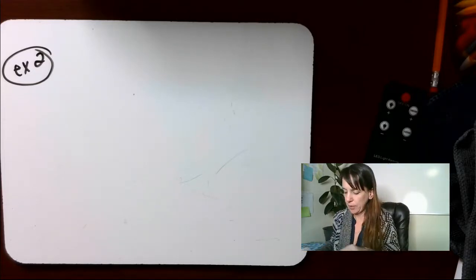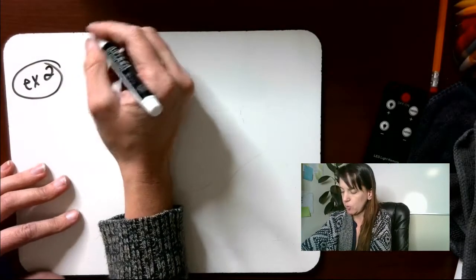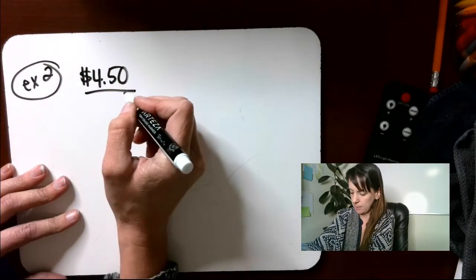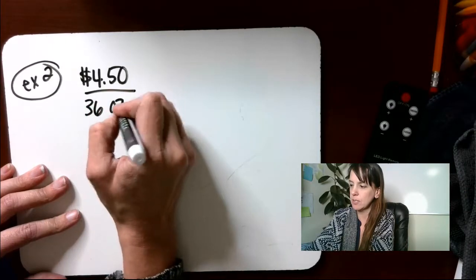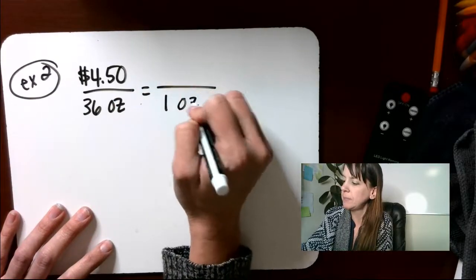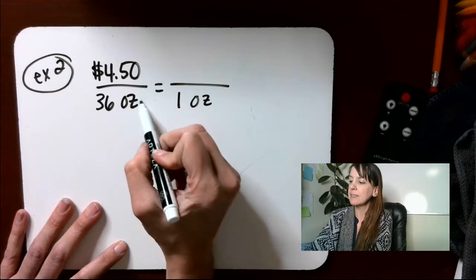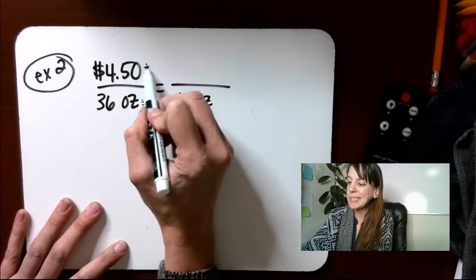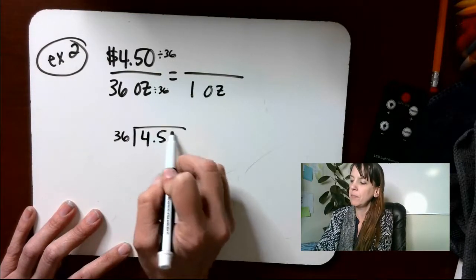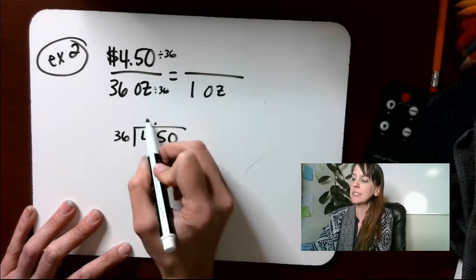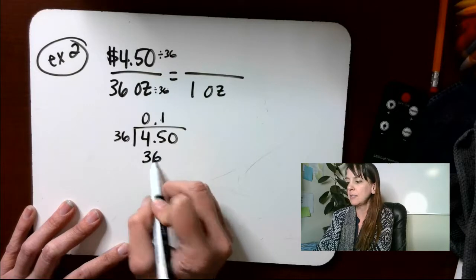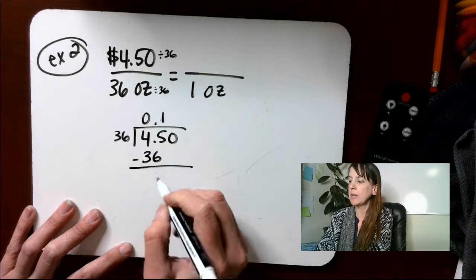All right, so for example 2. What is the unit price for a 36-ounce box of cereal that is $4.50? So it's $4.50 per box, and there are 36 ounces in it. Okay, so we want to figure out what it is per 1 ounce, right? So we're going to need to divide this by 36. So let's do some math here. 36 into 4.50. We're going to bring this decimal up. 36 does not go into 4, but 36 does go into 45 one time. 1 times 36. Okay, when we subtract, we bring down, we get 9.